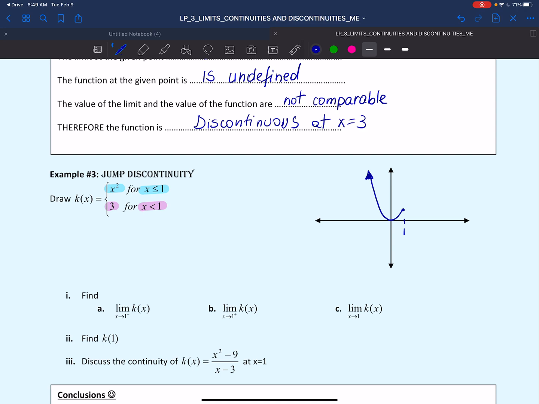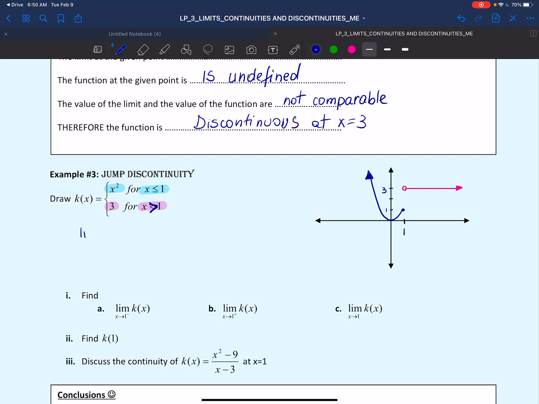And for x less than 1, I actually meant bigger than 1 here. The value of the function is 3. So at 1, the value of the function is 3. So we're going this way. So obviously you can tell that there is a jump in the y values here. So we see a jump discontinuity, so we're going to take a look at it from the algebraic point of view.